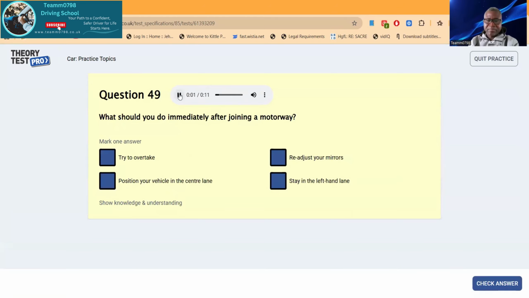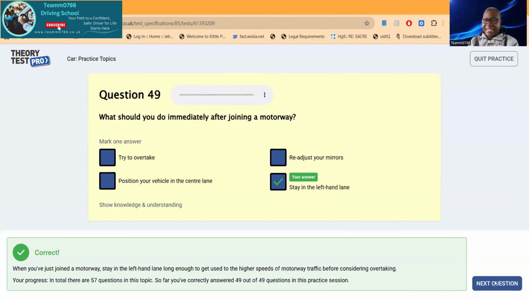What should you do immediately after joining a motorway? Try to overtake. Readjust your mirrors. Position your vehicle in the center lane. Stay in the left-hand lane. So immediately after joining the motorway, stay in the left-hand lane. Make sure you are positioned properly and you can see your surroundings to be safe before you move into another lane to overtake. Okay.